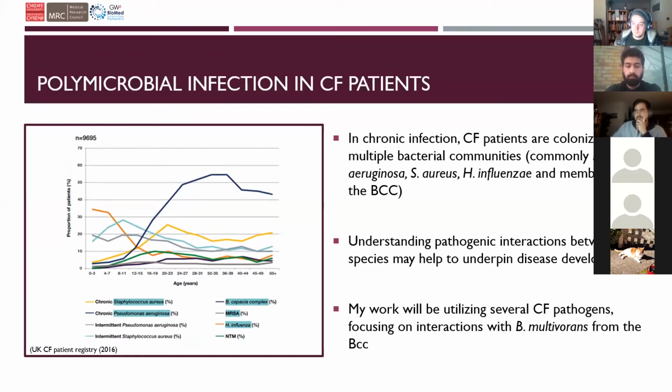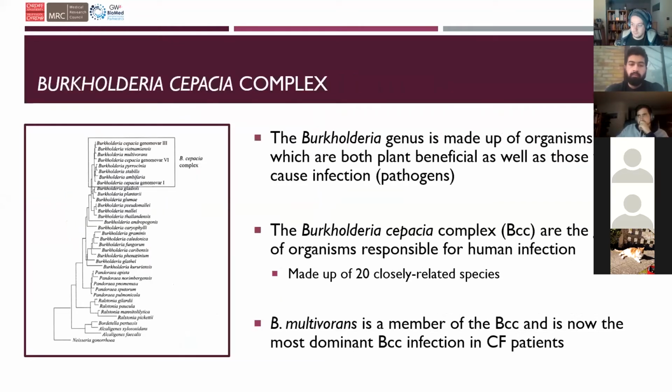I'm not going to go too much into this because this is one half of my project. But basically, I work on this tiny little bit down here, which is known as the Burkholderia cepacia complex organisms. My work focuses mainly on Burkholderia multivorans, which is part of this. So what are the BCC? Well, the BCC are part of this genus called Burkholderia. It's made up of both plant beneficial species and pathogens, so things that cause infection. What I want to look at is Burkholderia multivorans, which is one of those that causes the infection.